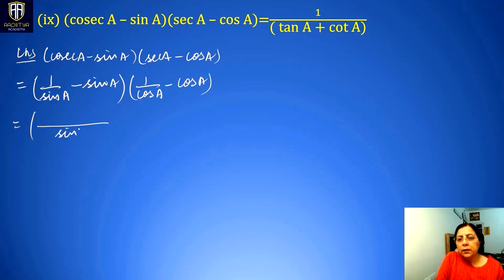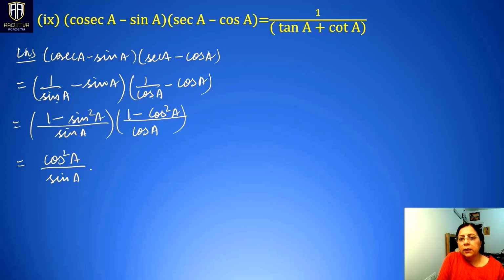This is sine A, and we get 1 minus sine square A. Then we have cos A. 1 minus cos A into cos A is cos square A. 1 minus sine square A is cos square A. And in the denominator we have sine A. 1 minus cos square A is sine square A divided by cos A. Now see, what we can do is reduce this sine A and sine A, cos A and cos A. So we get cos A into sine A. This is a simplified version of the left hand side of this identity or equation.